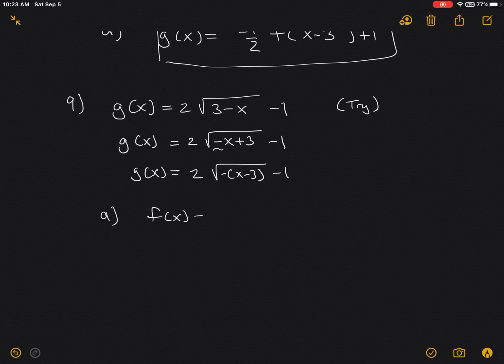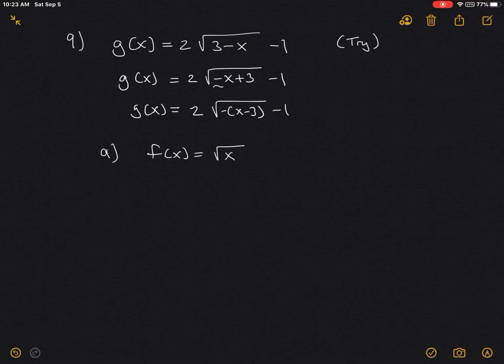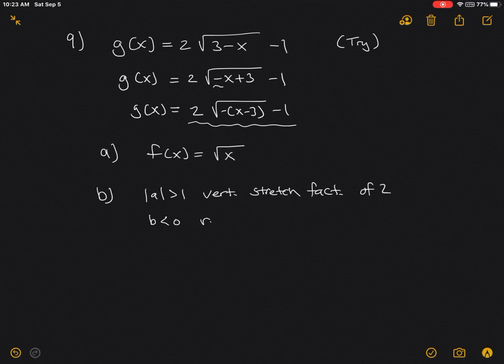So you didn't need to do that for part A, right? Part A, hopefully you identified that the parent function is just the square root of x. And then part B, because this is in general form, you can see how it is different from this parent function f of x. So absolute value of a is greater than 1, vertical stretch, factor of 2. On a quiz or test, I want you to justify it just like I did here, okay? Notice there's a negative inside the square root symbol. B is less than 0, so it's reflection over the y.